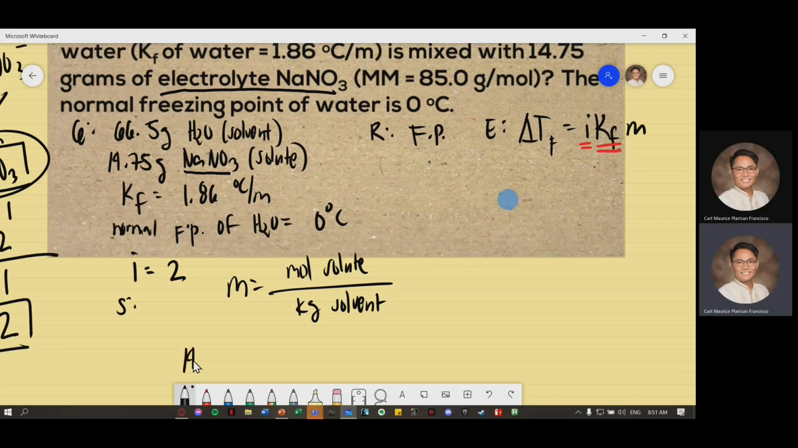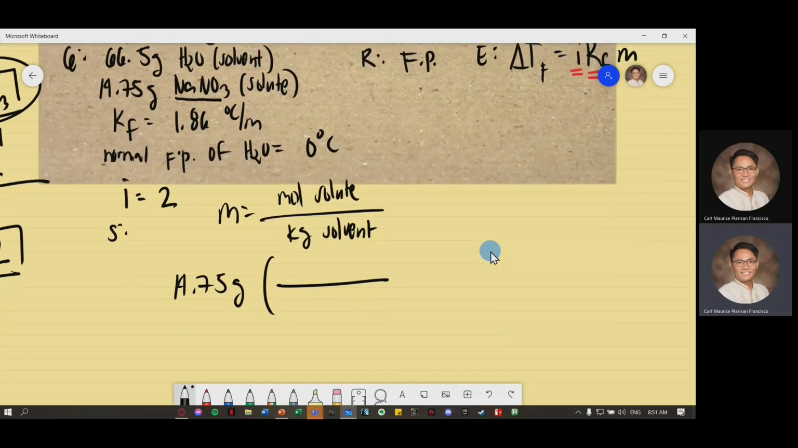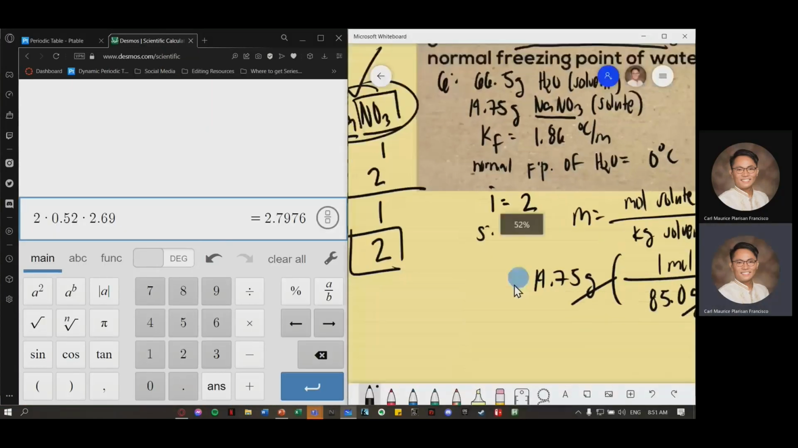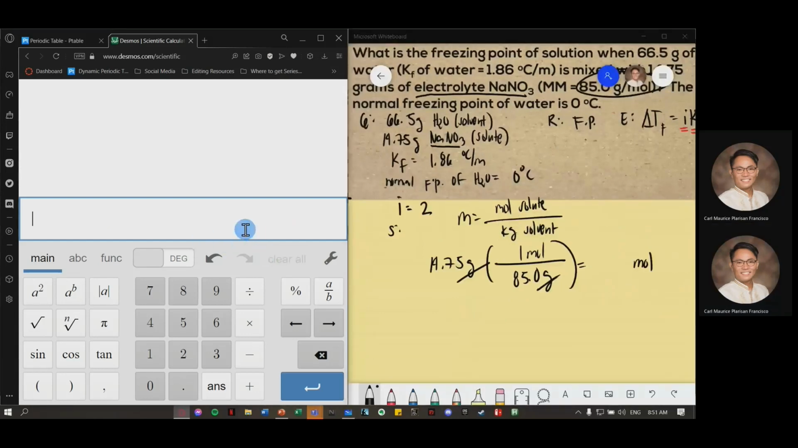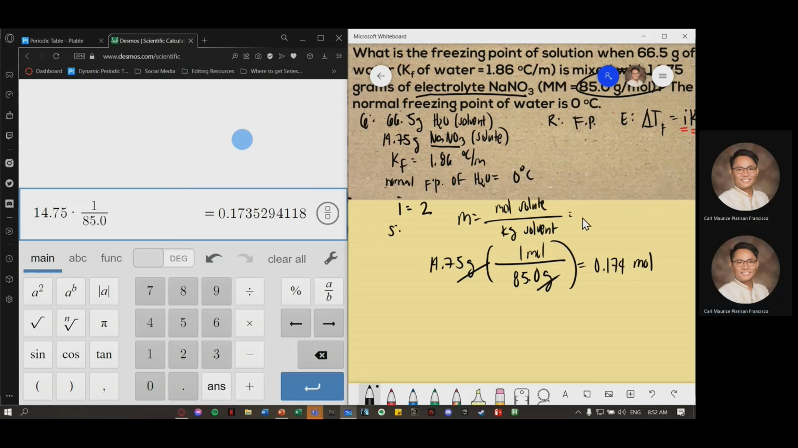So for the solute, 14.75 grams multiplied by the molar mass of sodium nitrate, 85.0 provided na po. 85.0 grams. Grams will be cancelled. You have mole unit. Okay, so this one, calculator. 14.75 times 1 all over 85.0. 3 significant figures, 0.174. Okay, so 0.174 moles for the numerator.